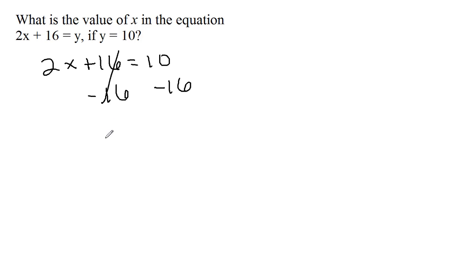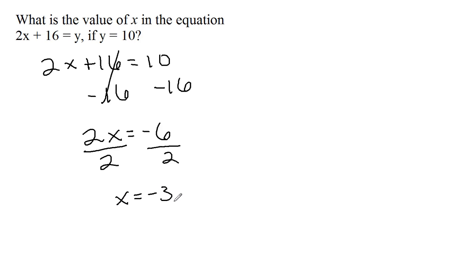16 minus 16 leaves us with 0, so those cancel out. We're left with 2x equals negative 6. Now we will do the opposite of 2 multiplied by x, so we're going to divide by 2, leaving us with x equals negative 3.